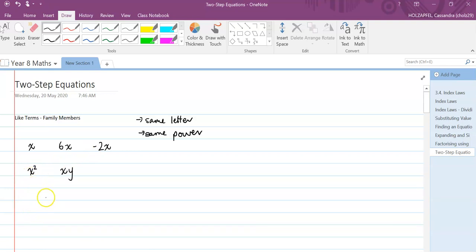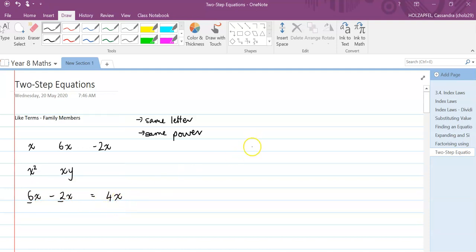So how do we collect like terms? Well, it's very simple. We're going to use the coefficient, that big number at the front, to help us define the solution. So for example, if we did 6x take 2x, looking at these coefficients at the front, this is going to become 4x. Think of this as saying I've got 6 apples and I'm taking away 2 apples, I've got 4 apples left over.